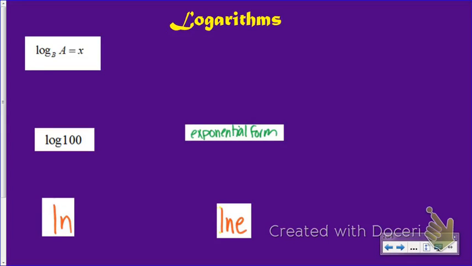Alright guys, so what we're going to start looking at today are logarithms. And you learned about logs back in Algebra 2, and if you remember, a log is really just an exponential equation written in a different way. And the way it's really written is, b, in this example, b is my base, a is what we call the argument, and then x is the exponent.